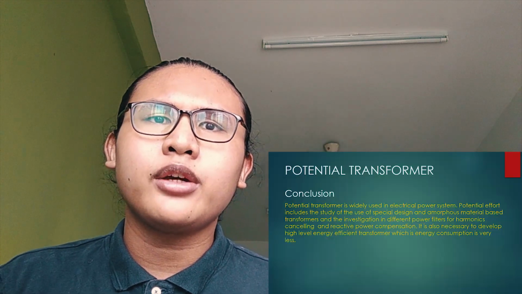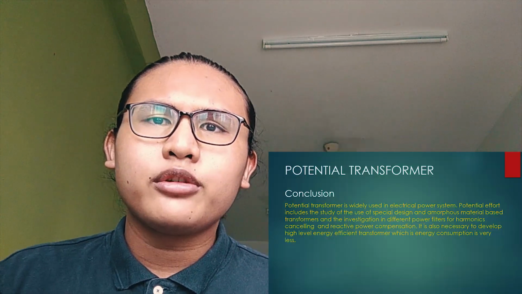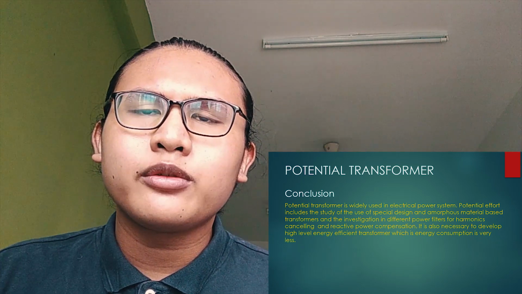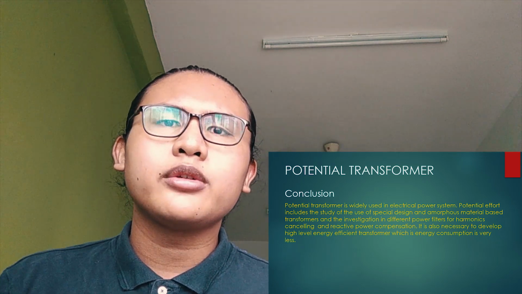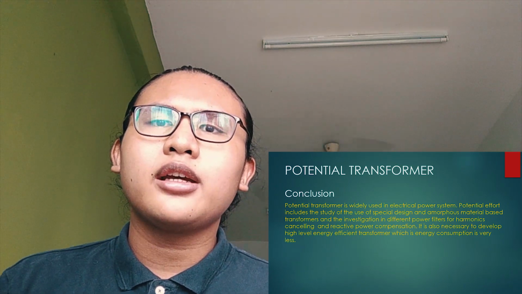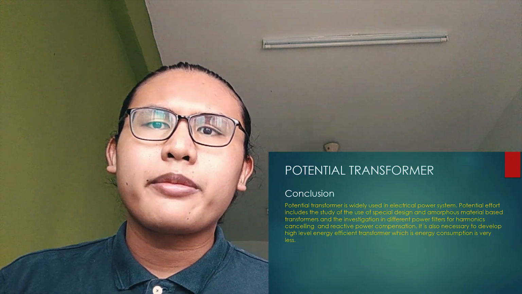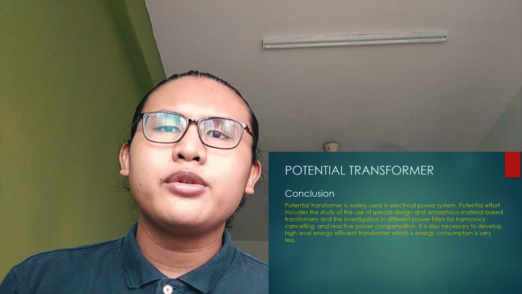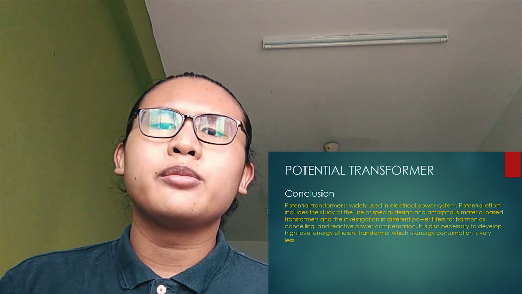As that is the last chapter of this presentation, what we can conclude from this topic is that there are different aspects of the potential transformer which is widely used in electrical power systems. Future effort includes the study of the use of special design and material-based transformers and investigation of different power filters for harmonics cancelling and reactive power compensation. It is also necessary to develop high-level energy efficient transformers whose energy consumption should be very low.